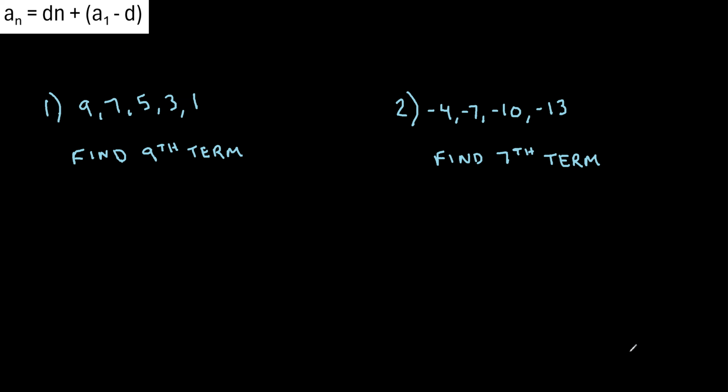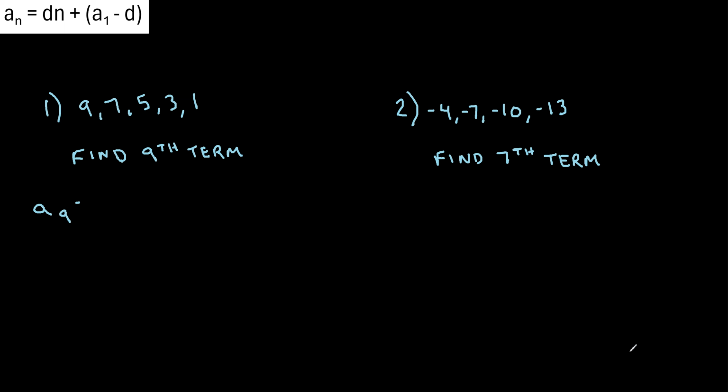In this first example, we have the sequence 9, 7, 5, 3, 1. We can tell that this is a decreasing sequence because each consecutive number is decreasing, or getting smaller. We're asked to find the ninth term in this decreasing sequence, so we can use this formula up here to do so. We can say a sub n. In this case, n is 9. It's the term that we're asked to find.